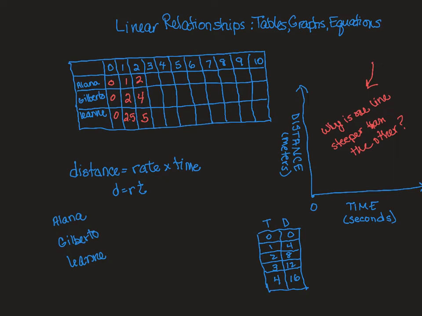So Alana's equation is going to be D equals something times T. Gilberto's is going to be D equals something times T, right? And they have different rates because they're going a different amount of meters per second. Okay, so this is all review. This is definitely review from ratios and proportions, writing proportional unit rate equations. And we're going to talk more about, again, review linear and proportional. What's the difference? But this is a review and let's remember.